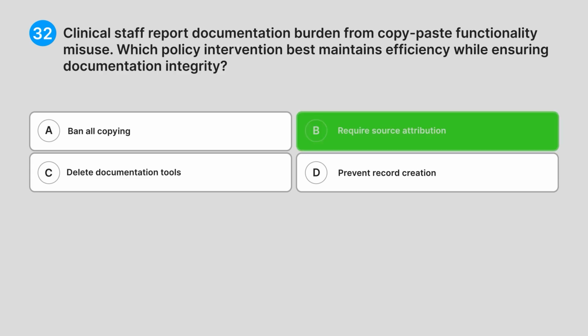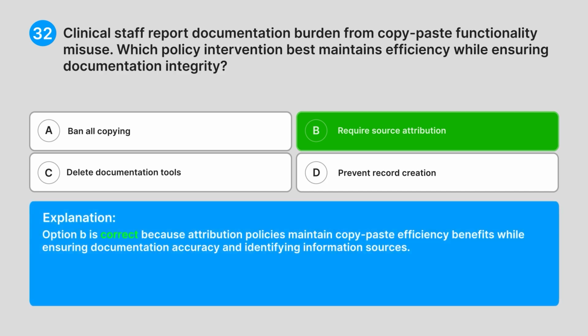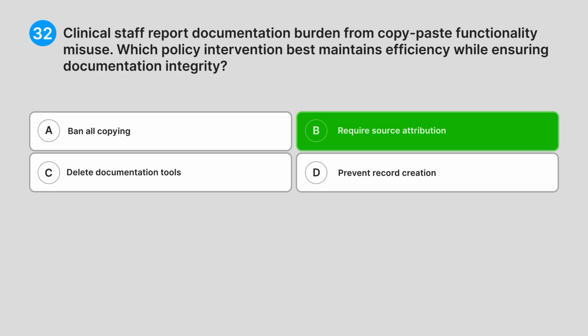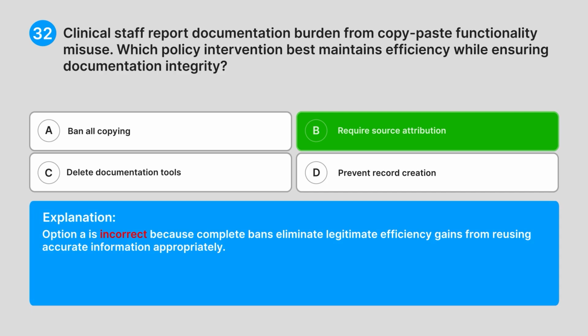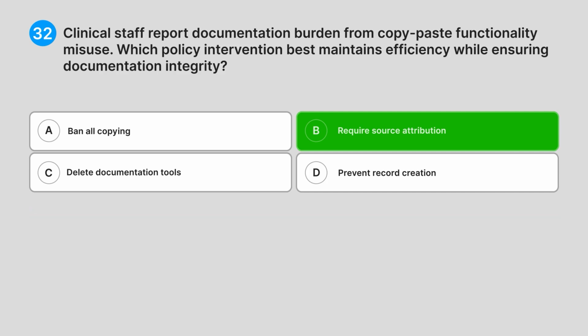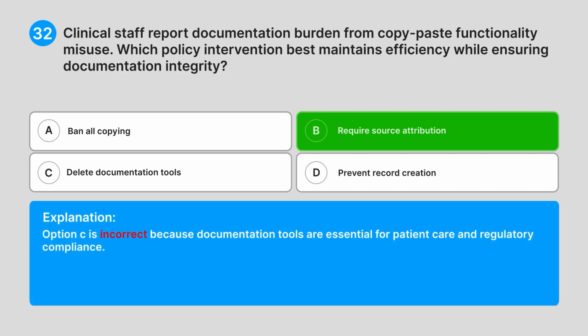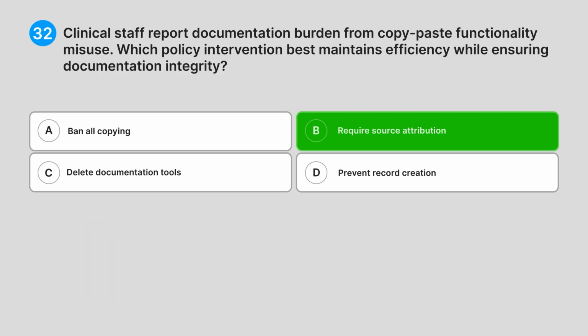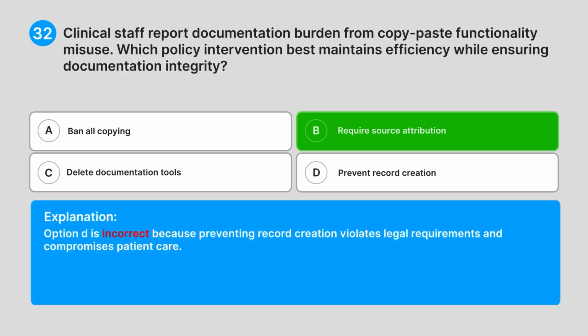Correct answer, B. Require source attribution. Explanation. Option B is correct because attribution policies maintain copy-paste efficiency benefits while ensuring documentation accuracy and identifying information sources. Option A is incorrect because complete bans eliminate legitimate efficiency gains from reusing accurate information appropriately. Option C is incorrect because documentation tools are essential for patient care and regulatory compliance. Option D is incorrect because preventing record creation violates legal requirements and compromises patient care.